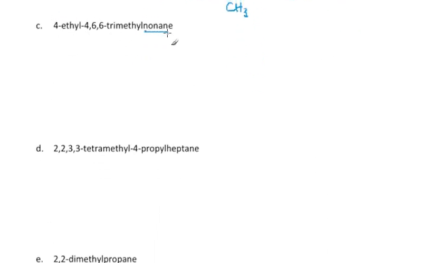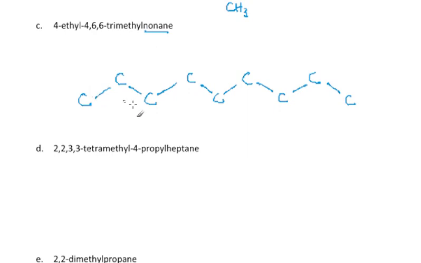Blah, blah, blah, blah, blah, nonane. 1, 2, 3, 4, 5, 6, 7, 8, 9. Okay, that's nonane. On the 4th carbon, put an ethyl group. Hurting for space, but we'll make it work. On the 4th, 6th, and 6th carbons, put methyl groups.